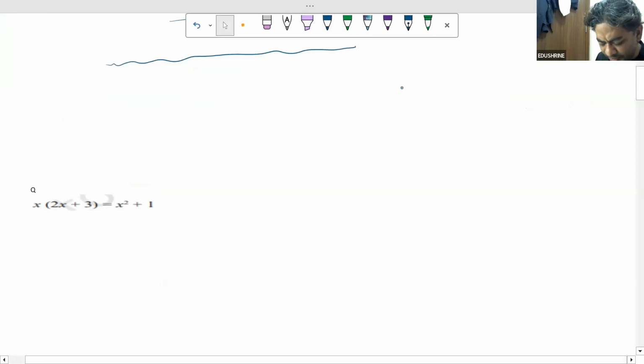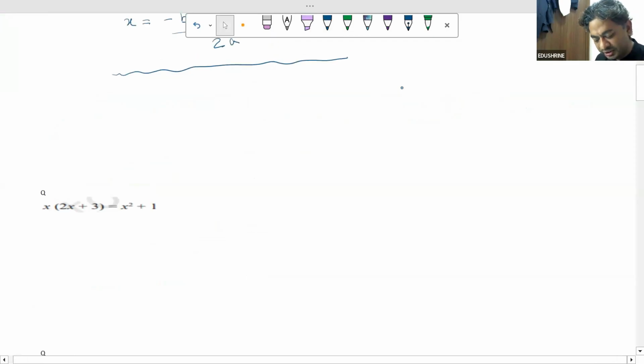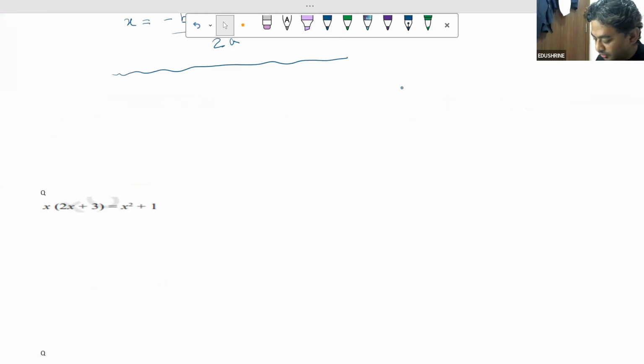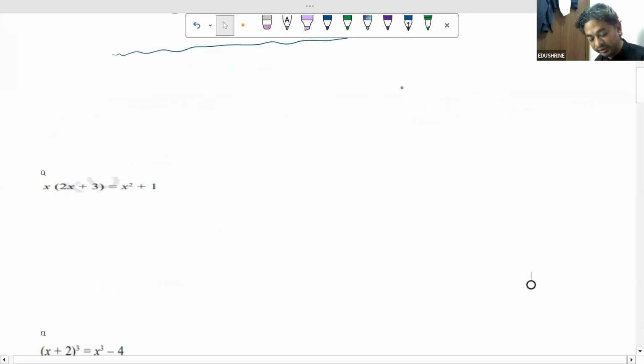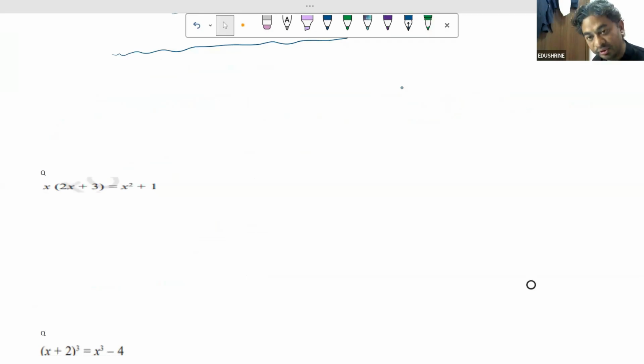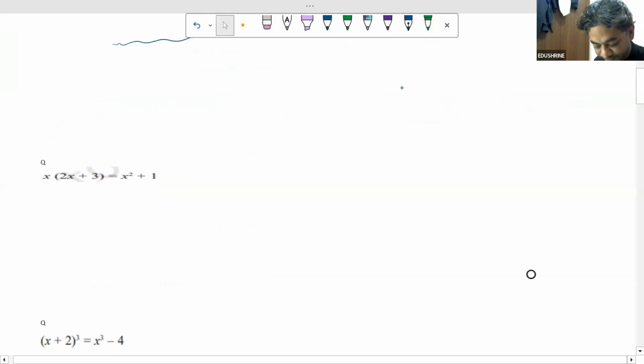So we are doing some basic questions, guys. The first question that I have picked up is x into 2x plus 3 is equal to x square plus 1. So you have to solve this. Note down in your notebook and find out if x into 2x plus 3 equal to x square plus 1 is a quadratic or not. Try, note down.